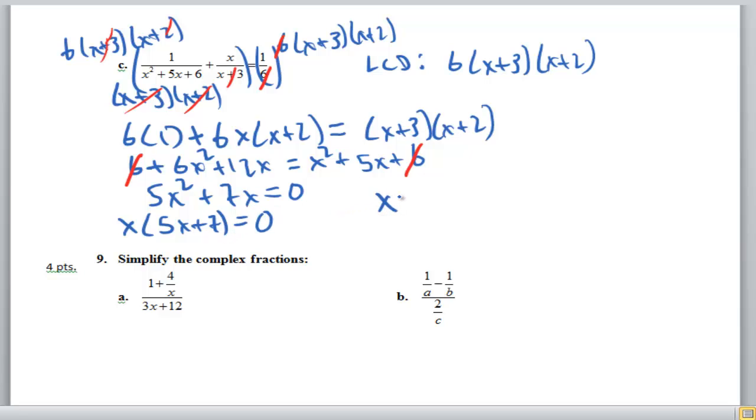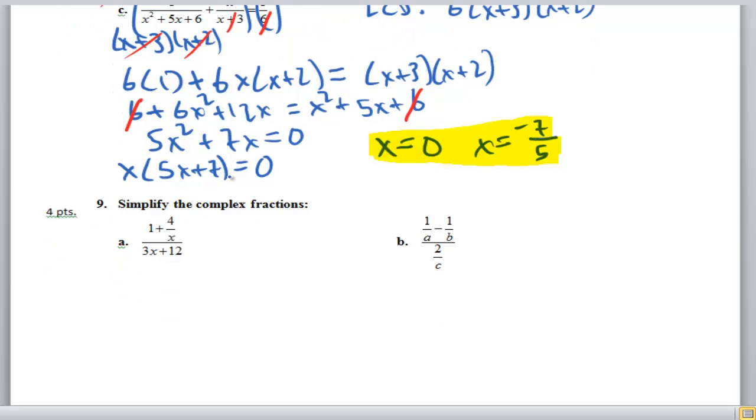So I end up with x equals 0, or x equals negative 7/5, and they both work because neither one of them will make the denominator 0. Right? That was the only thing you had to check for in these, is that you got to make sure that they're not extraneous solutions, meaning they would make one of the denominators 0. But 0 doesn't make either denominator 0, and neither does negative 7/5. So both those solutions work.